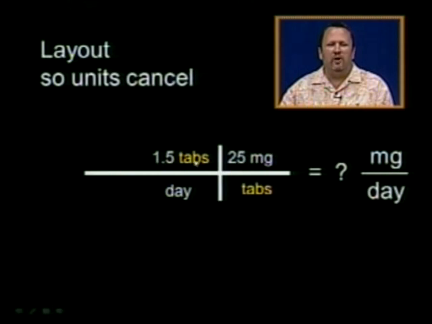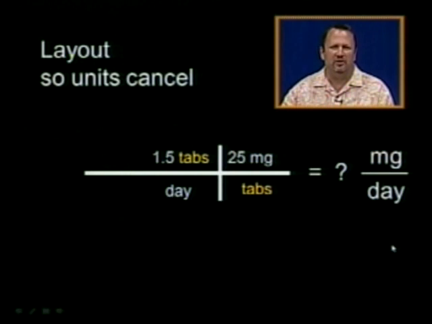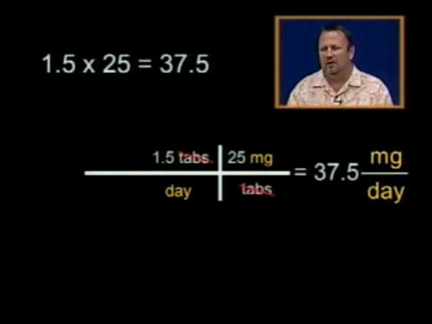So by putting the 1.5 tabs on top, look, my tabs cancel out because a tab over a tab is equal to 1, and I'm left with milligrams per day, which was the units that I am looking for. So my tabs cancel out, and I'm left with 1.5 times 25 milligrams per day.